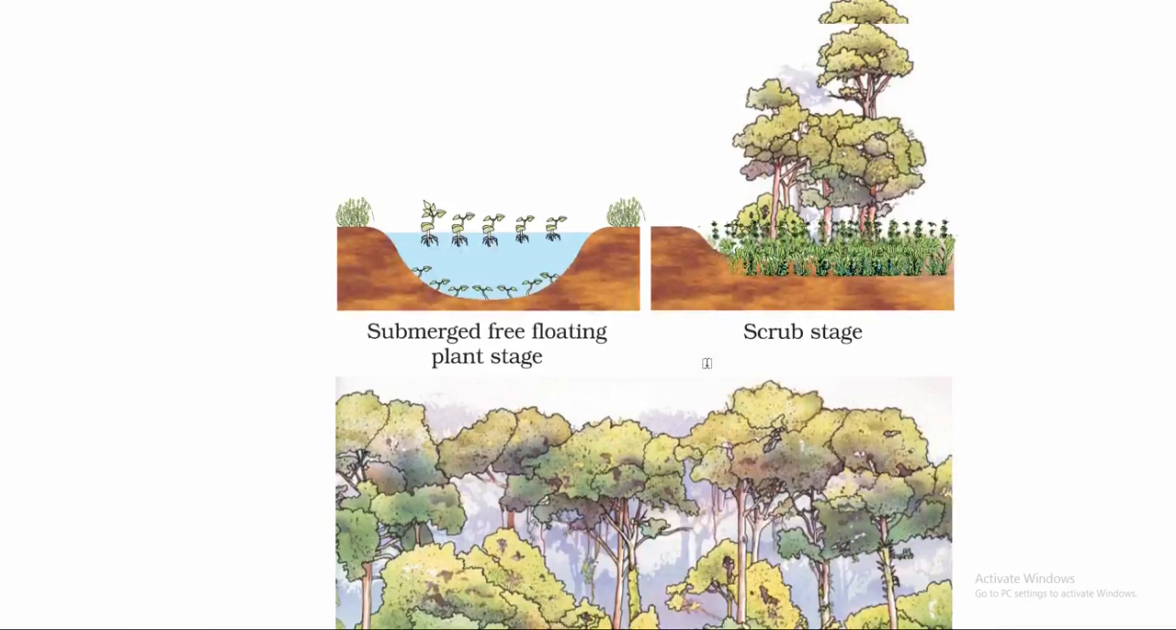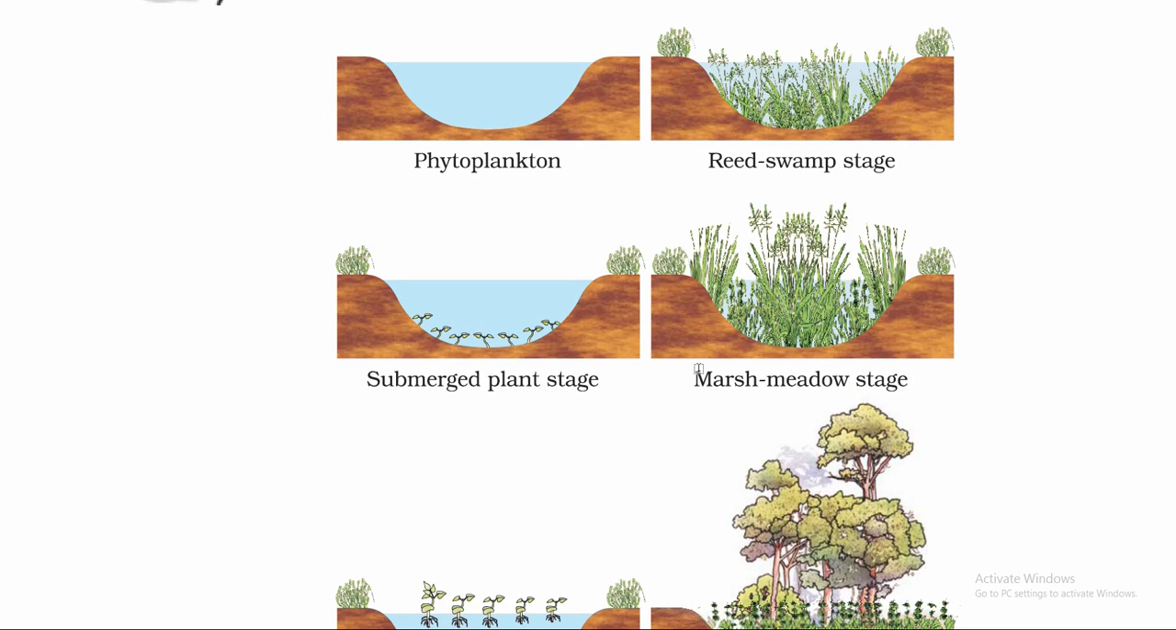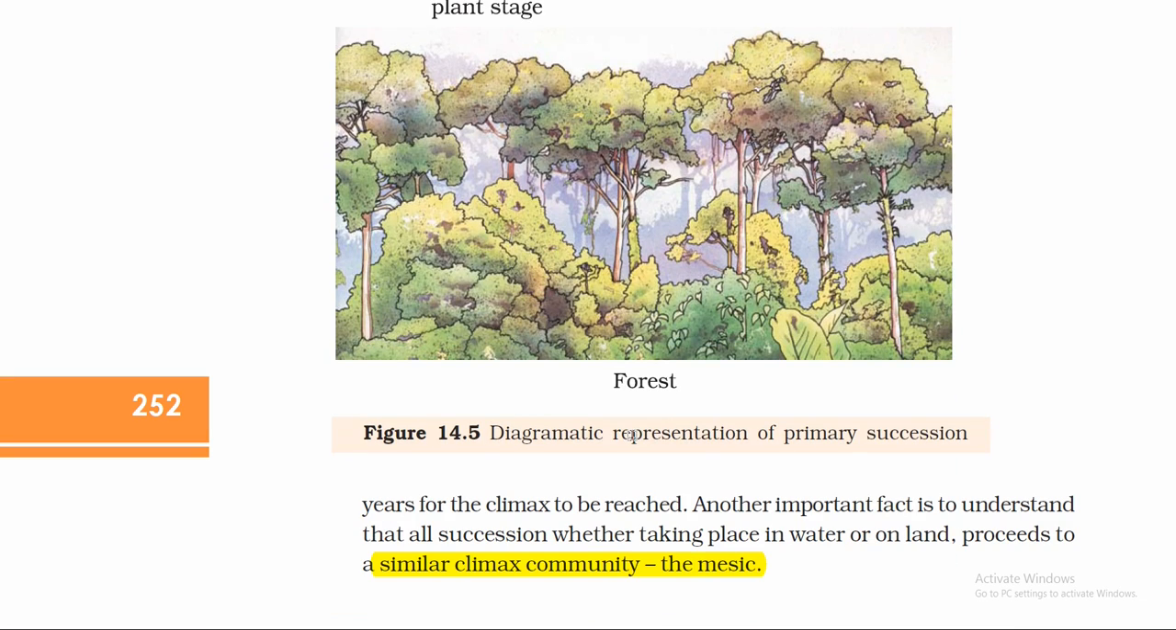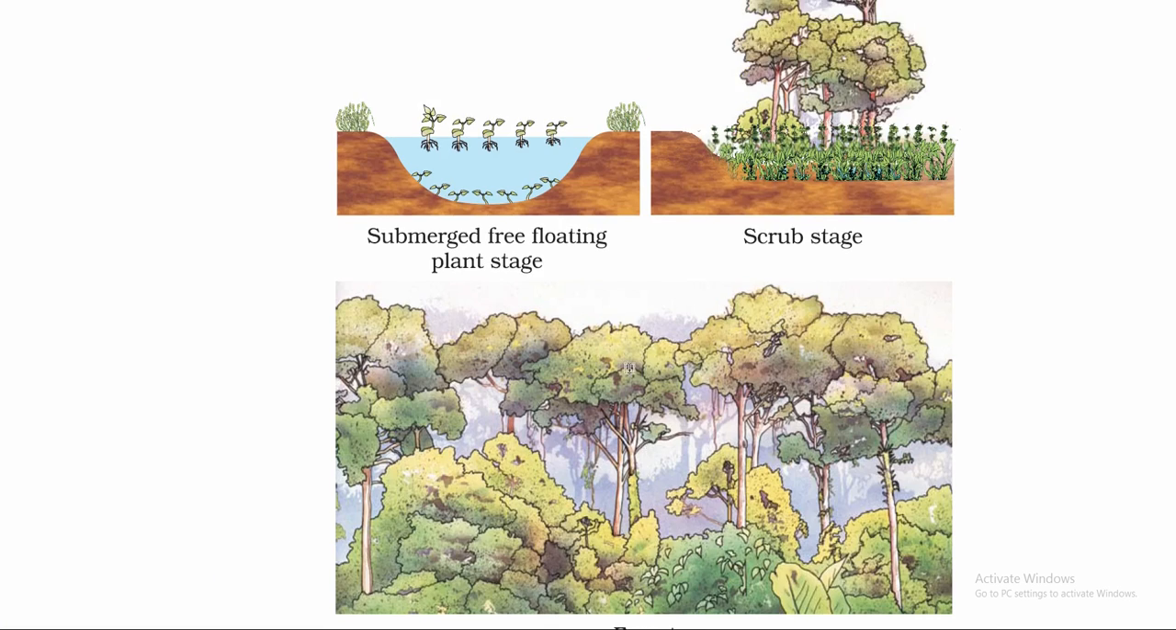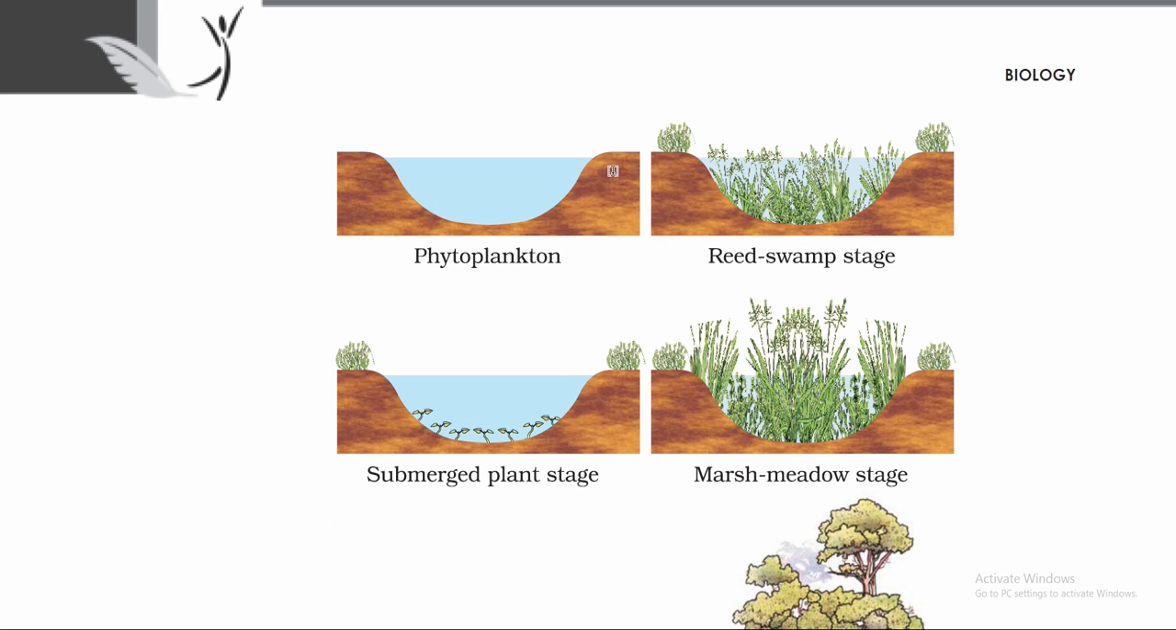And now comes this important part: diagrammatic representation of primary succession. First of all, a point, that is a newly created pond. Phytoplankton, they are innumerable but are not visible.